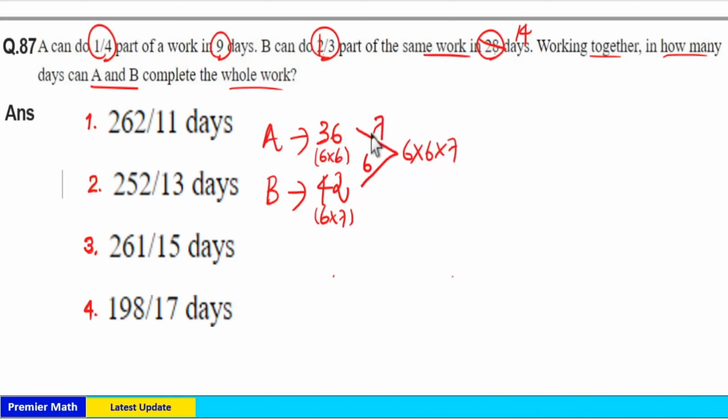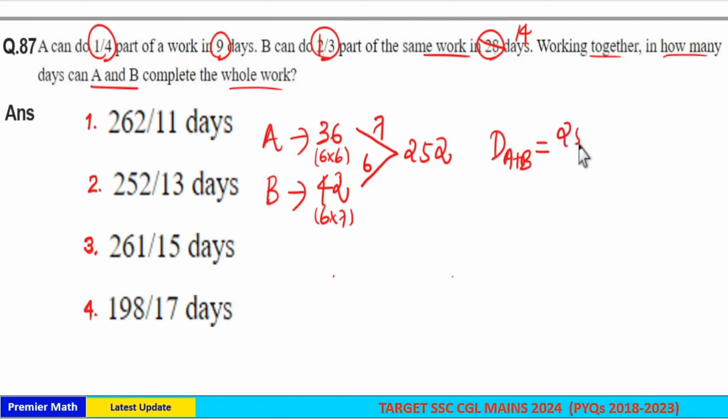A can complete 7 units of work in one day. B can complete 6 units of work in one day. And total work is equal to 36 into 7. 36 into 7 is equal to 210 plus 42, 252 units. So number of days taken by A and B to complete this 252 units of work is equal to, in one day A and B complete 7 plus 6, 13 units of work. So 252 units will complete in 252 by 13 days. So option 2 is your answer.